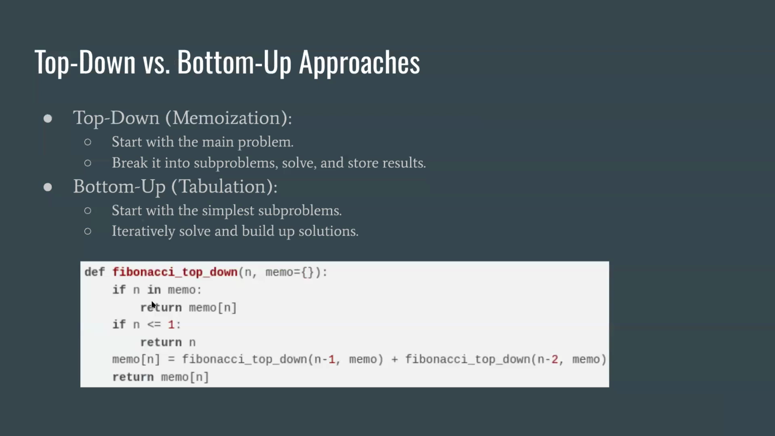And the bottom-up approach, as we saw from the previous examples, is also known as tabulation. You start with the simplest subproblems and iteratively solve them to build up the solution to larger subproblems. So an example of the top-down approach can be seen in the Fibonacci sequence here. We are storing the results of the subproblems in a memo dictionary to avoid recomputing them.